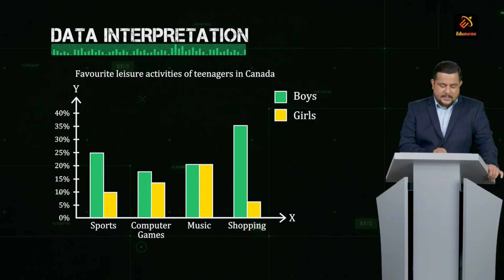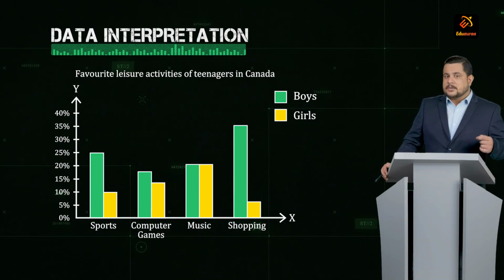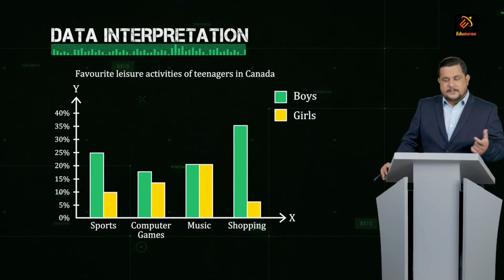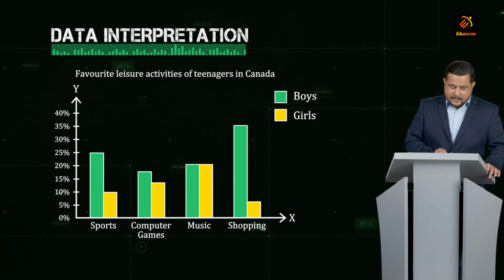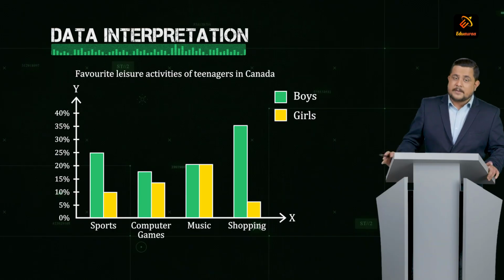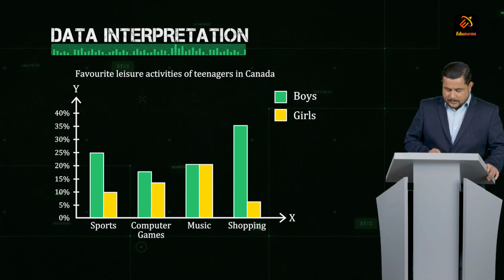So in the sports category, they have divided the teenagers into two parts, boys and girls. So boys is what? The green bar, the bar which is in green color, the rectangular bar. And if we talk about the girls, yellow color represents girls. So as we can see in sports, computer games, music, shopping, the data is available like that.